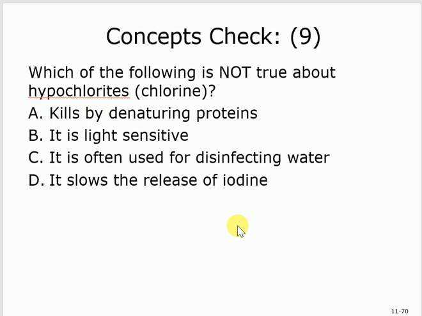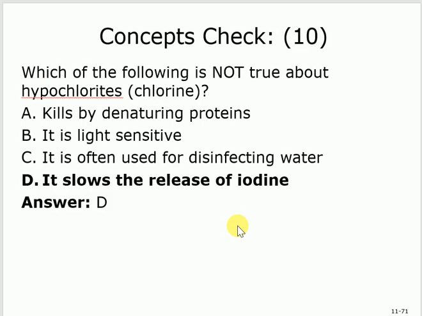Which one of those is not correct? I mean, which one of the four is not true? Does it kill by denaturing protein? Yes. Is it light sensitive? Yes. You're not supposed to leave the Clorox outside. Can we use chlorine to disinfect water? It's used in a small amount. Slow release of iodine? No, we didn't say anything like that. So it is D.